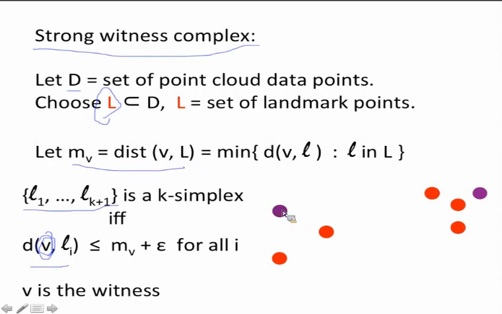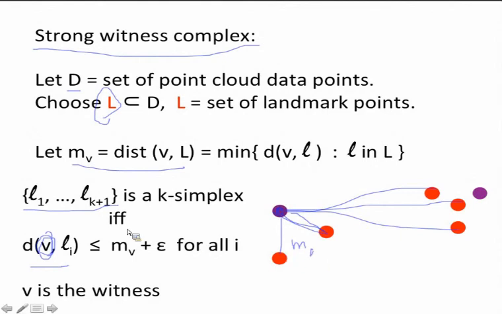So, for example, this one right here, the distance between the red one, it's the minimum of all these distances. It's the minimum distance of all of them. So I don't care about these 3 large distances. I just want to take a look at a minimal distance. And that becomes my MV.